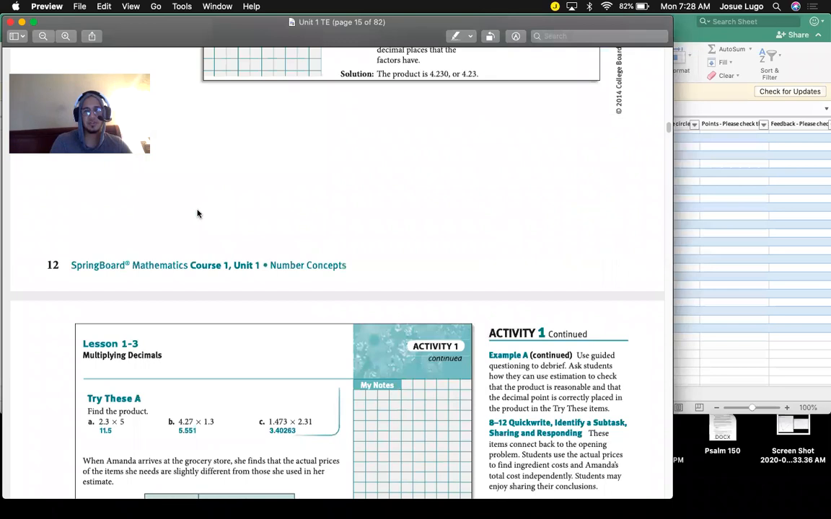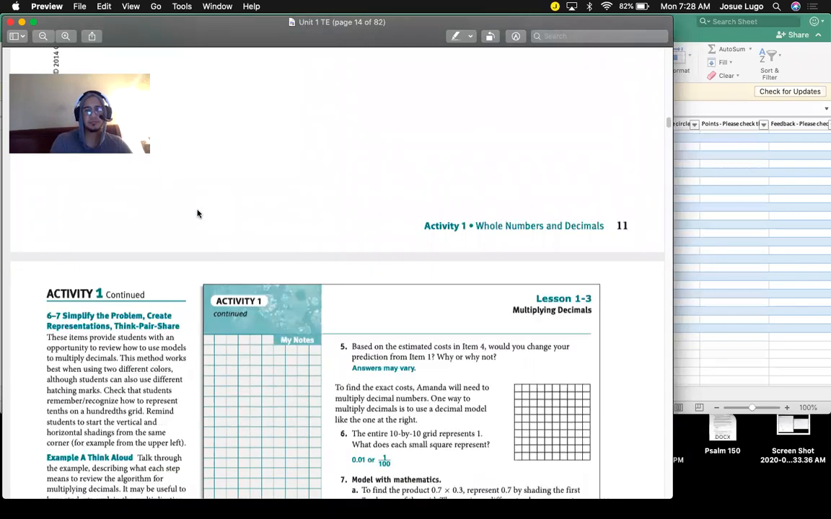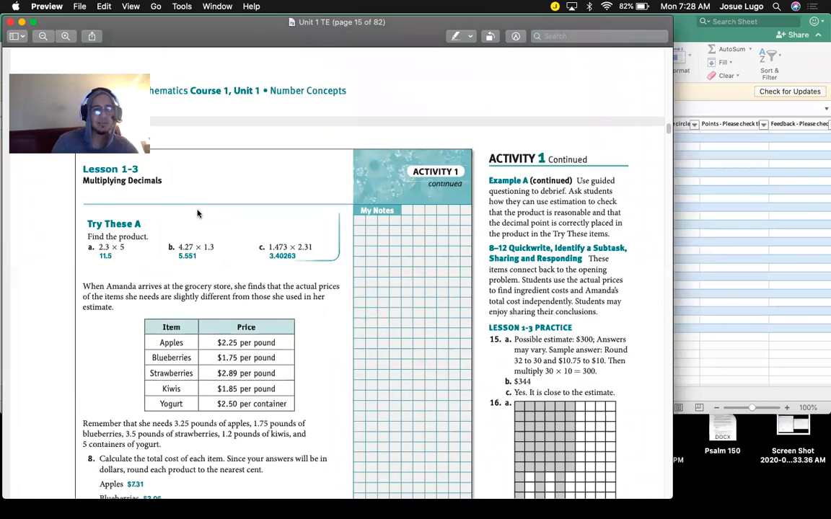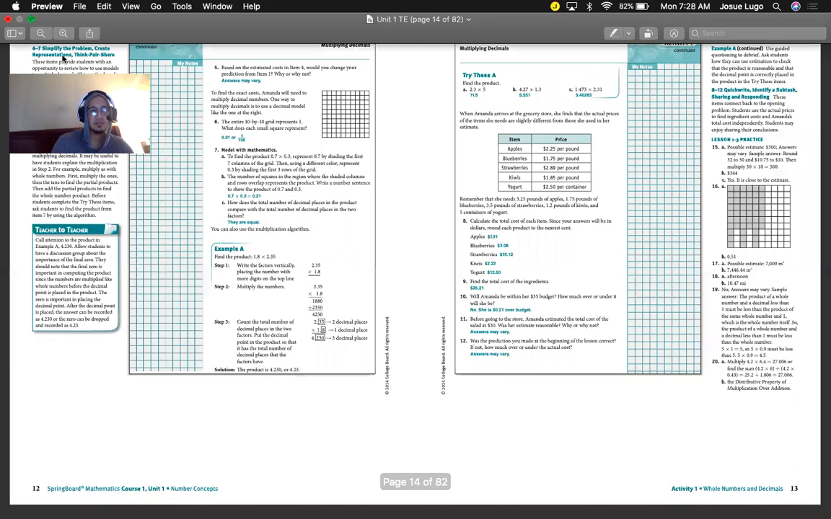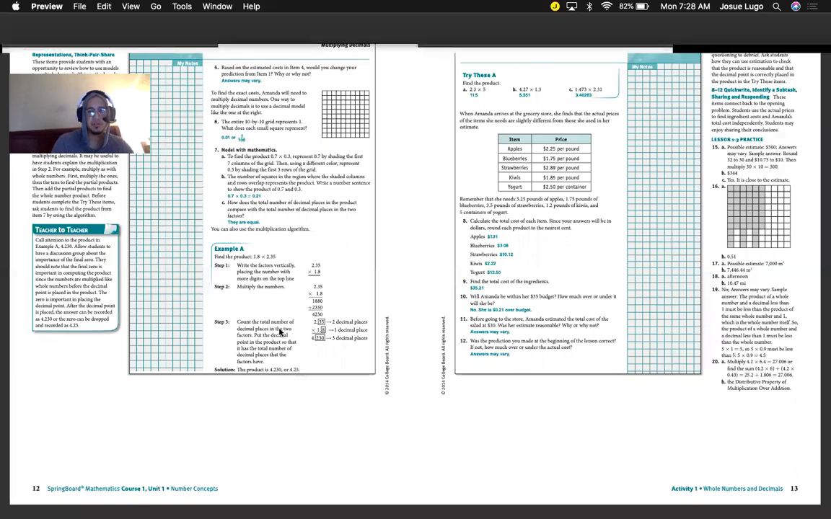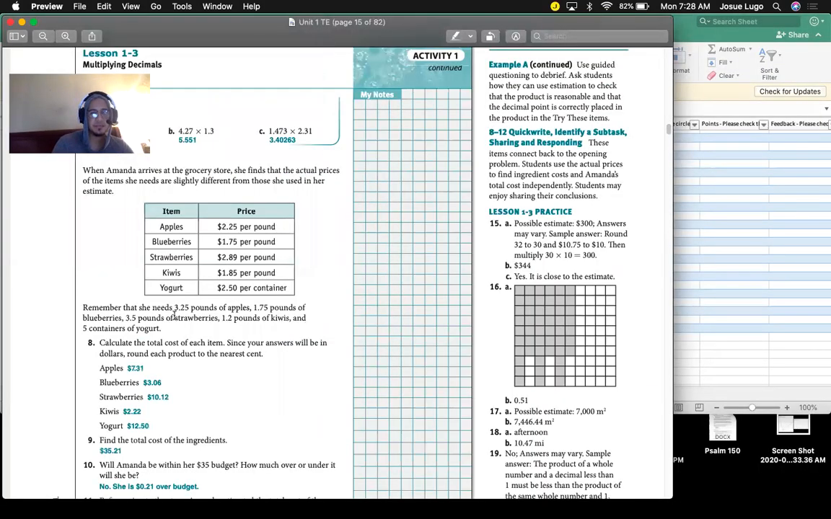When you go to 1-3, we're going to scroll down to number 8, and we have this passage right here. That didn't help. I'm sorry, that actually made it worse. There we go. So scroll down to number 8.